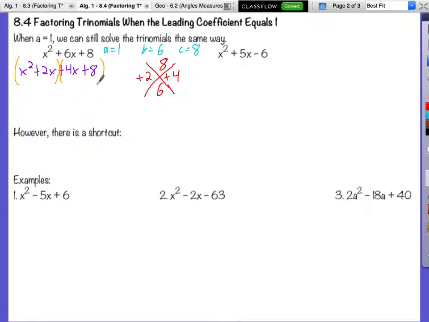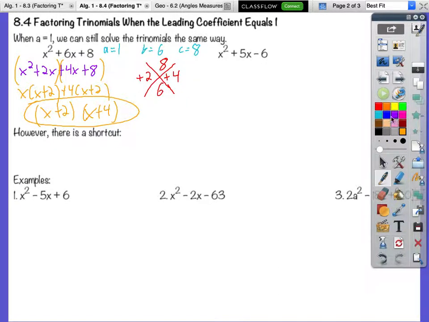In x squared and 2x, what's their GCF? X. So we have x plus 2. For 4x and 8, what's the GCF there? 4. So we have x plus 2. Do we have the same thing in the parentheses? Yes! So we have x plus 2 times x plus 4 as our answer. Does that just look like a normal one so far? Wait, why did you put x plus 4? That's what you have after you factor out the x plus 2 from each of these. Oh!